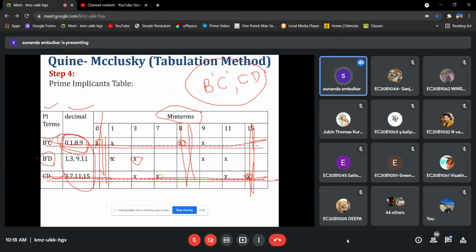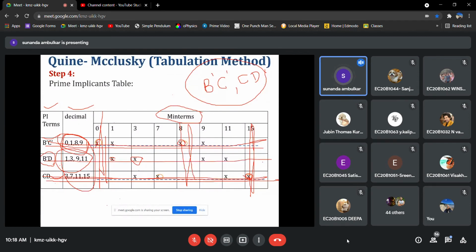But now you have to check the decimal terms which makes this an essential prime implicant, 1, 3, 9, 11. If we observe here, 1, 3, 9, 11 is also part of 0, 1, 8, 9 and 3, 7, 11, 15. 1 is part of b dash c dash, 3 is part of cd, 9 is part of b dash c dash, and 11 is part of cd. So this will not come into the essential prime implicant, so we can omit this.